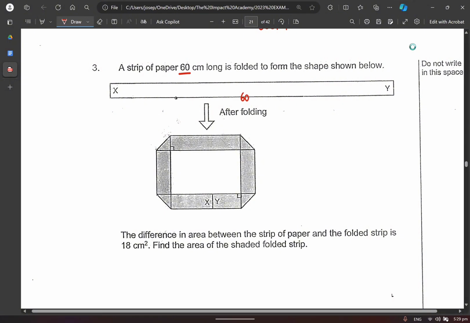Whatever that is over here. Do I know the breadth? The breadth is still something that is what we call our unknown. So this is an area and perimeter kind of question.